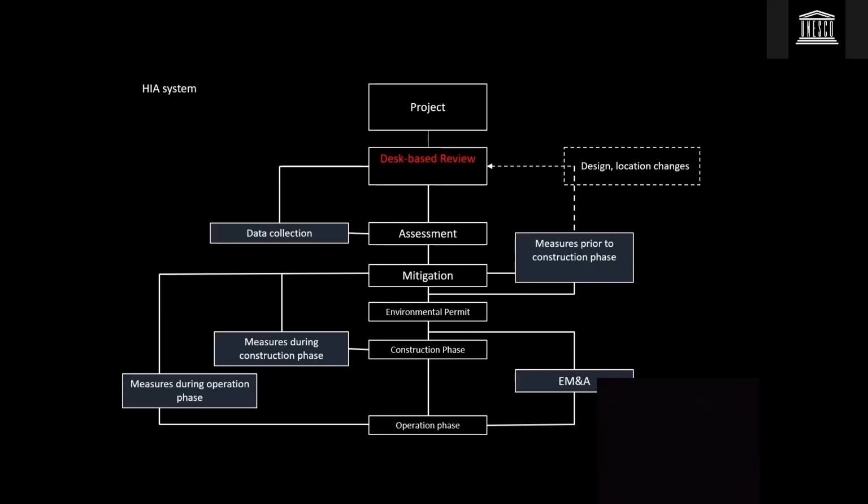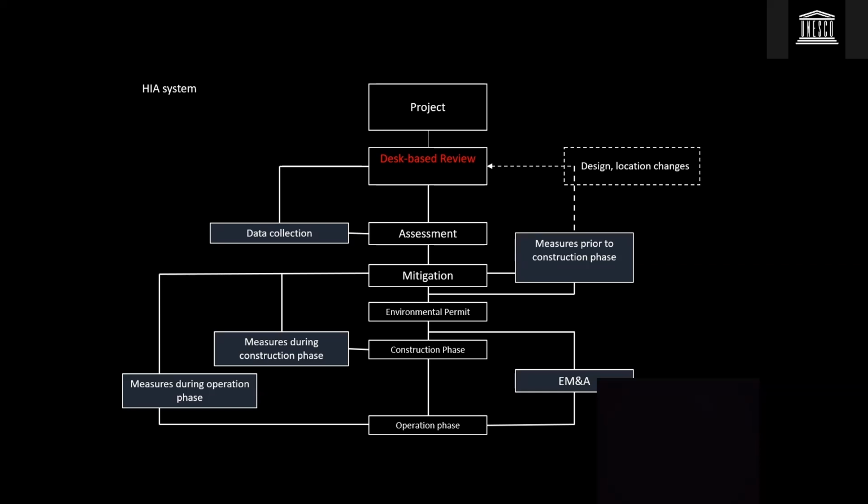So what we see here is a simple flow chart of how HIA is implemented. We start with a project, which is proposed by a project proponent and which has been decided by the Heritage Authority or Heritage Department that it requires an HIA. We initially will conduct a desk-based review. This desk-based review is based on existing information. If the existing information is not sufficient to make an assessment, we will collect additional data.